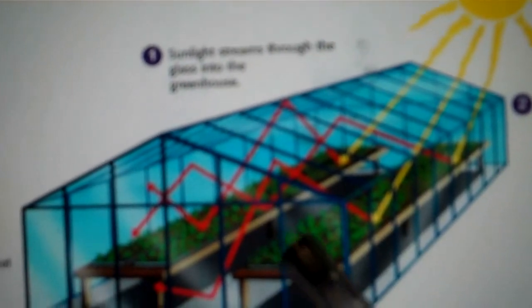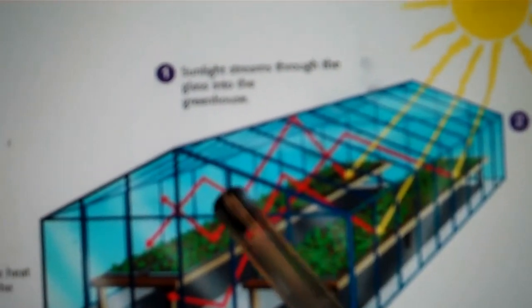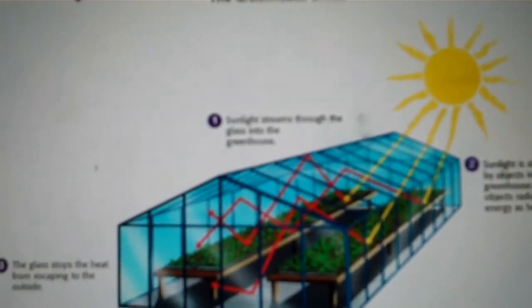This heat cannot get out, it's trapped by the glass, and that's why even on a very cold, sunny day, it will be very, very hot inside a greenhouse. Light changes to heat, and the heat gets trapped.